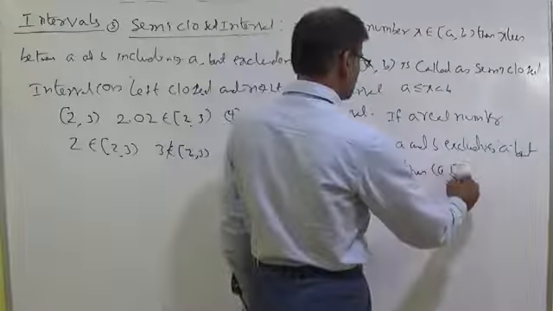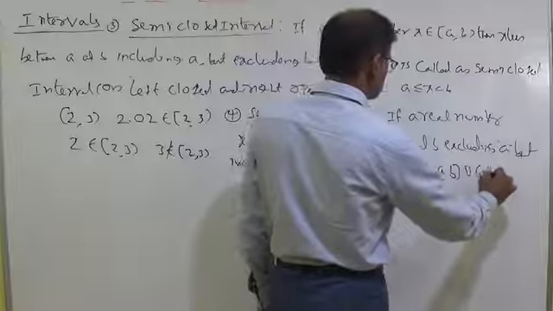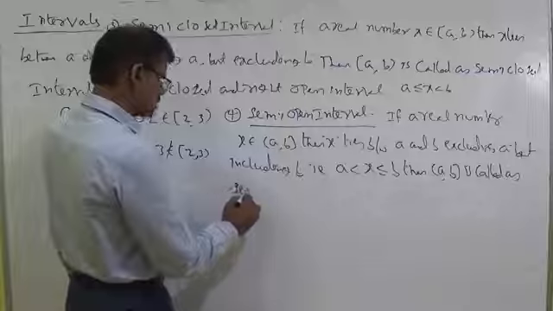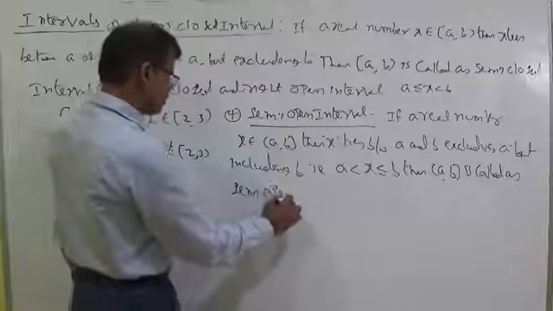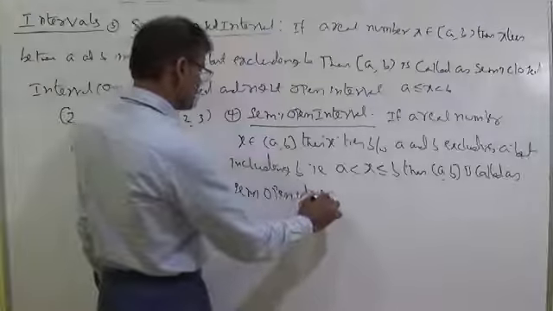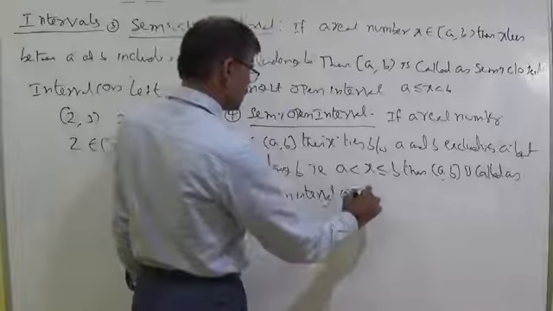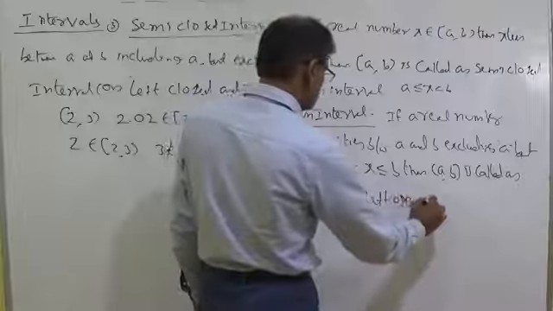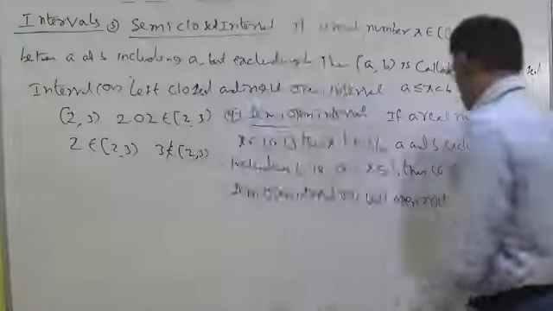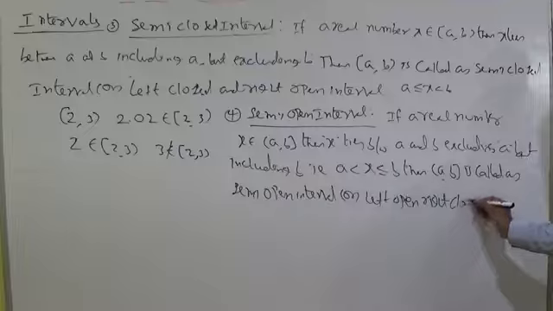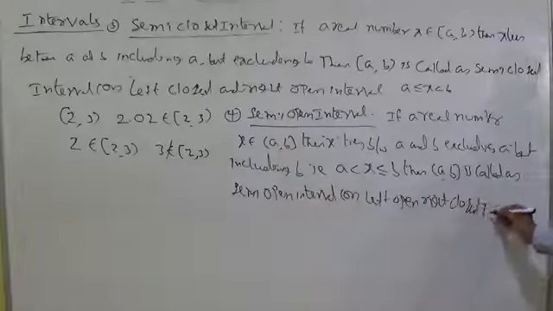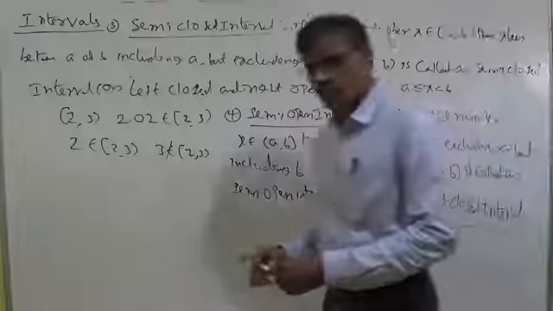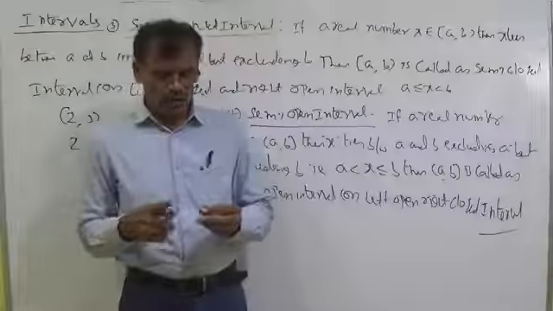Then this one, (A, B], is called a semi-open interval, or a left open, right closed interval. Left open, right closed. Left open and right closed interval. These are the 4 types of intervals we are having.